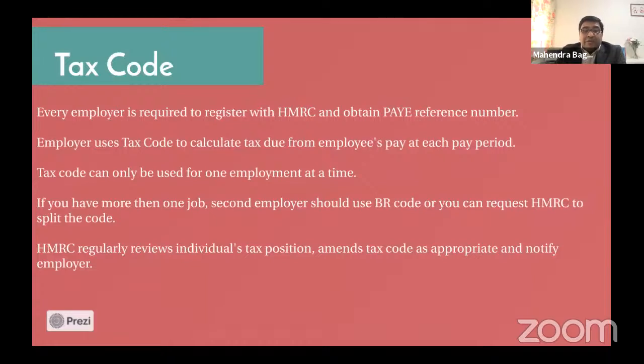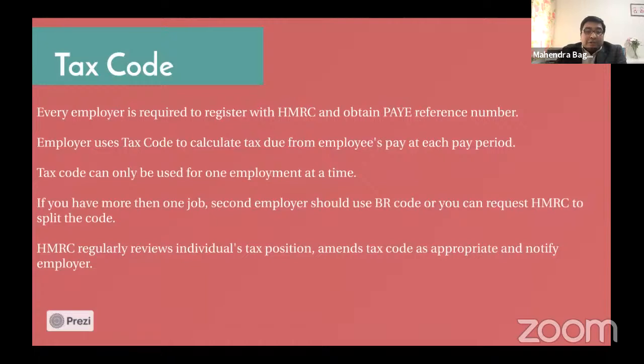Now, a tax code can only be used for one employment at a time. In my experience, I have come across so many times an employee coming back after year end saying HMRC is chasing me for the tax, because they probably had two or three jobs running at the same time and gave everyone the same tax code. Nowadays, because of the RTI system, where HMRC gets the information very frequently at the end of each pay period, the chances of that are very small. But just ensure that you're not using the tax code twice at the same time for two employers.